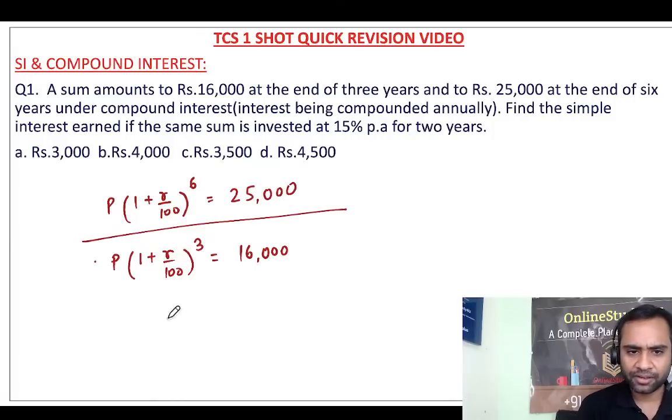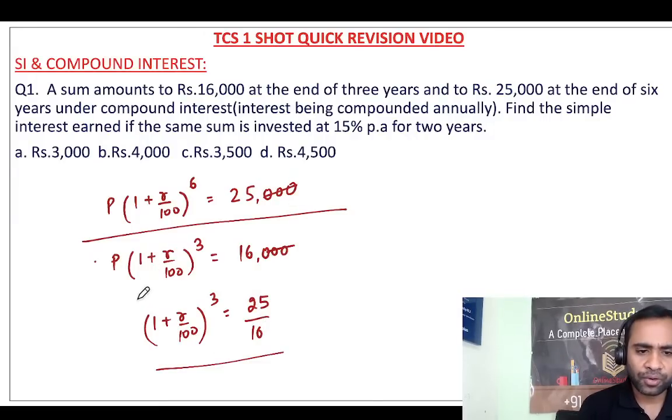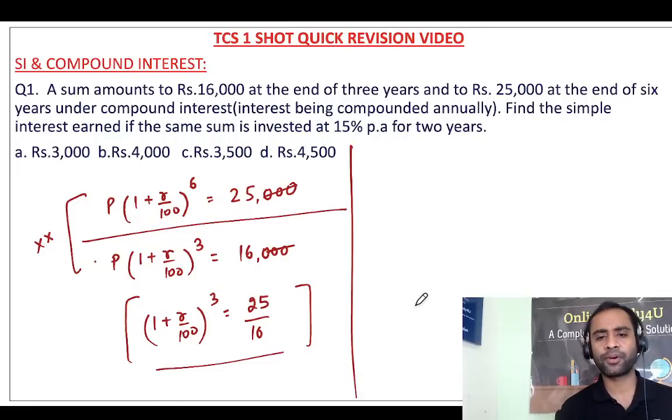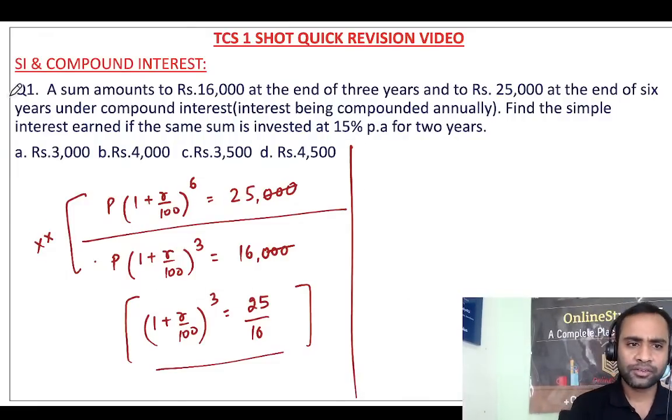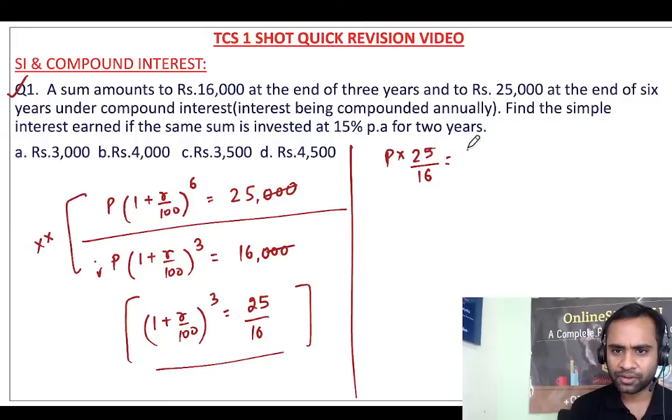Now just divide it. So (1 + R/100) cube will be nothing but 25 by 16. So this only I said, you could have directly written this. This was not required. Clear? Till here it is clear. Then just put it in any of the equations. So P into (1 + R/100) cube, that is 25 by 16, is equal to 16,000. So basically find the simple interest.